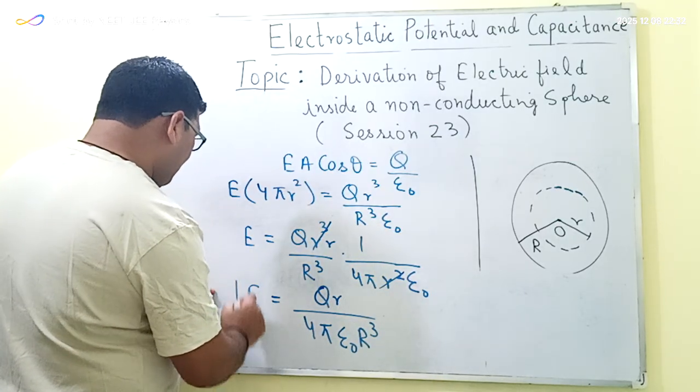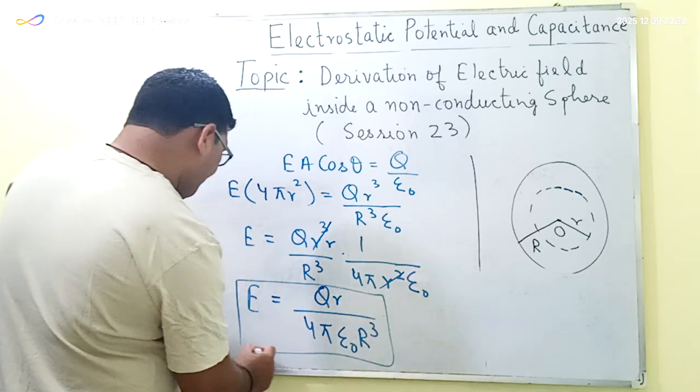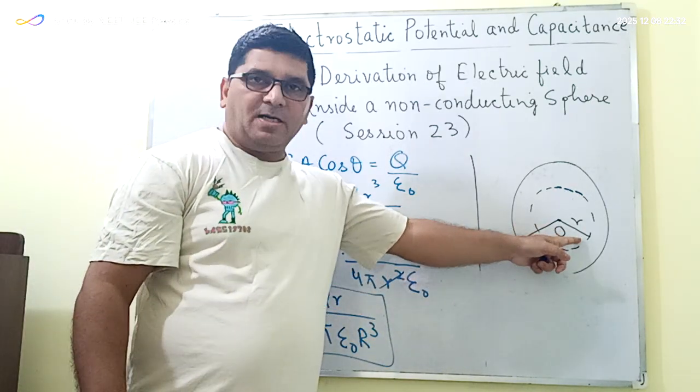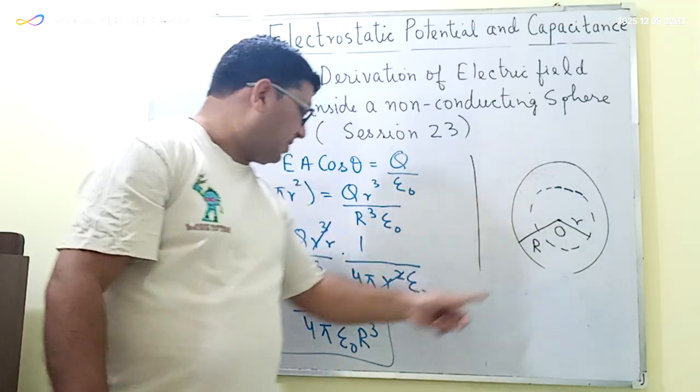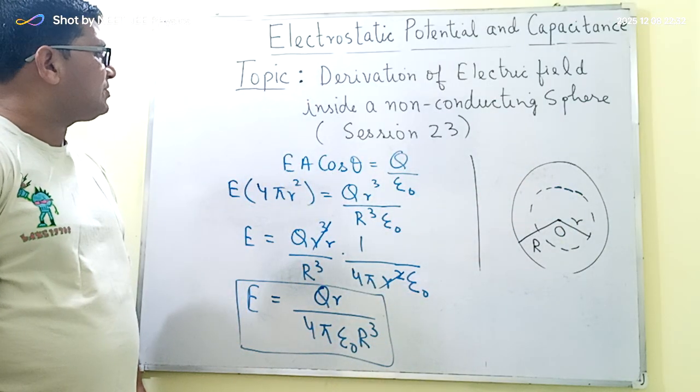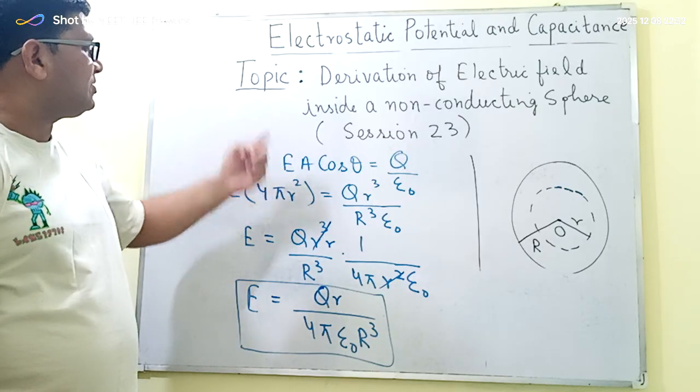So this is the formula for finding the magnitude of the electric field at a distance r from the center of a non-conducting sphere. In the next session, I will be discussing one very simple numerical problem which will be based on this topic.